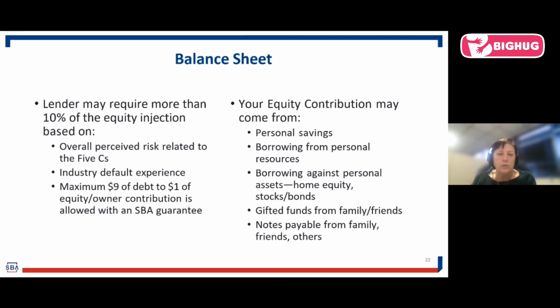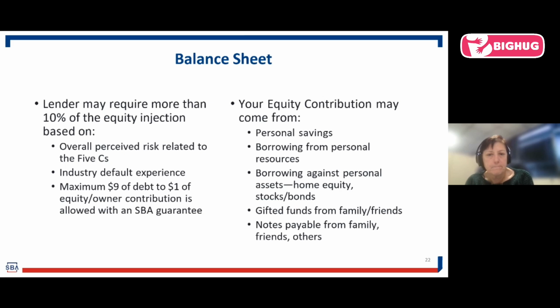That's what the lenders are looking for, and they're looking for recent industry experience. So again, you have that 9-to-1 debt to equity ratio. That means 90% of the funding is coming from the bank, 10% is coming from you. Okay, and we've talked about your sources of the equity contribution.